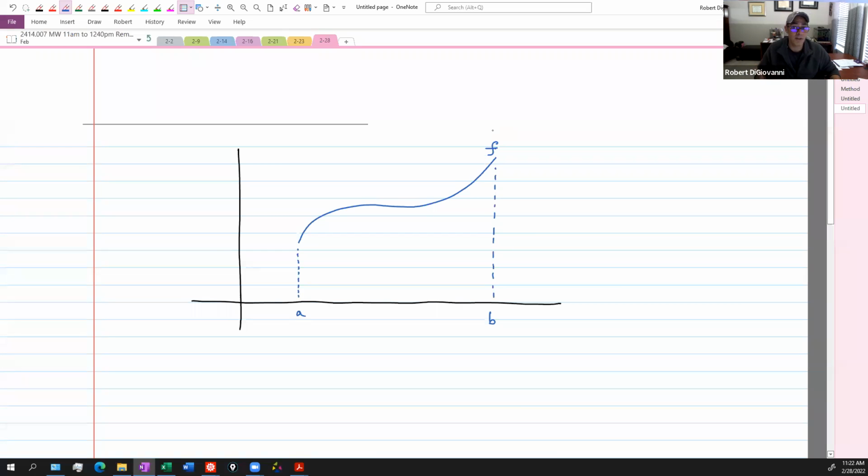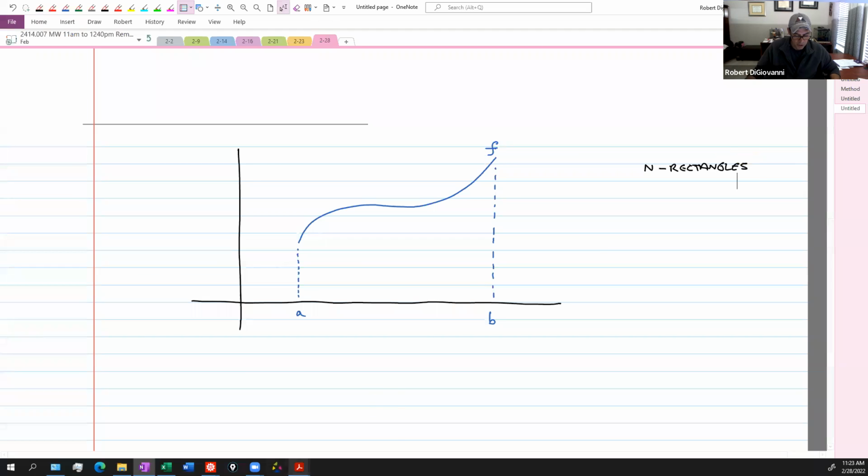And what I'm going to do is start cutting it up into rectangles, right? Let's cut it into n rectangles. I'm not going to tell you how many I have, just that there's n of them.